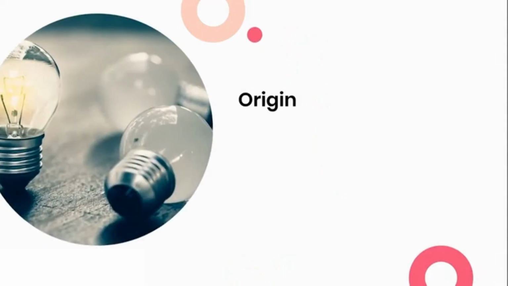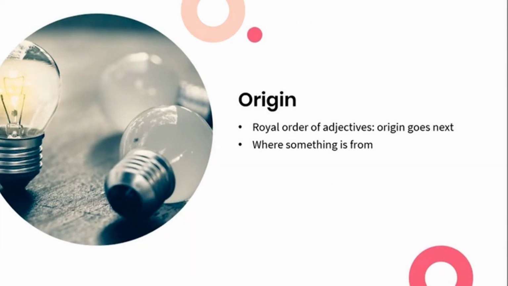Next in the royal order of adjectives is origin. Origin means where something or someone is from. For example, German girl, meaning girl who is from Germany.